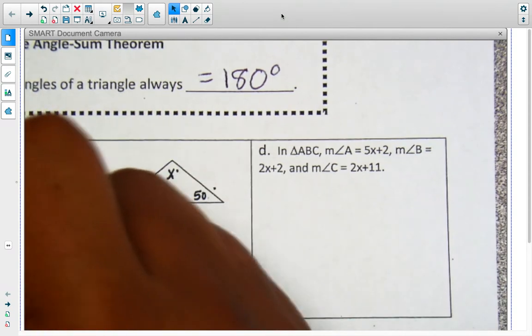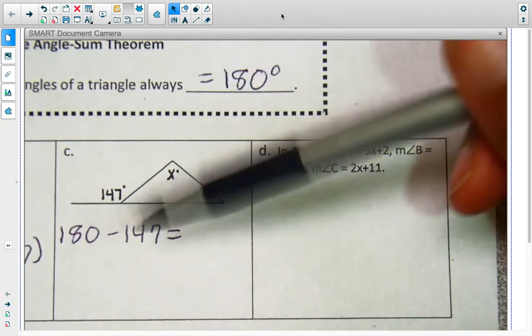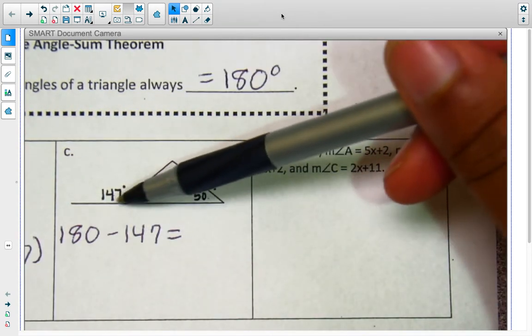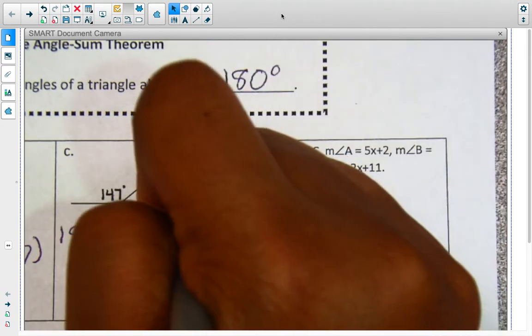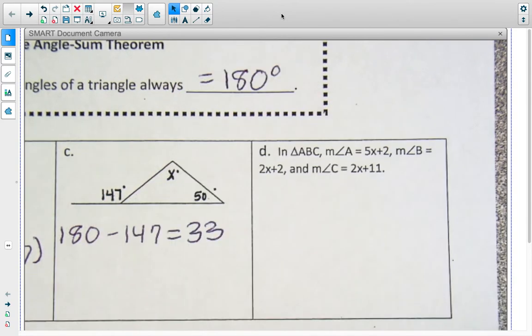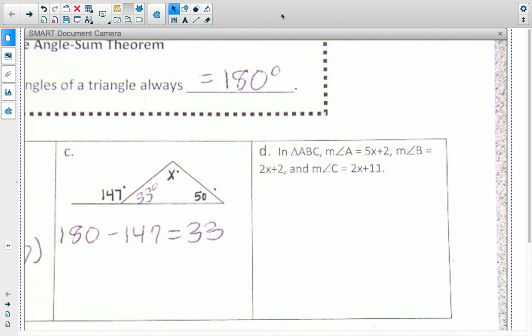So the first thing that we're going to do is 180 minus 147. So these two together give us 180. So I'm going to subtract to figure out what this angle right here is. So this is going to give me 33. So let's label that in our picture. So I now know that this is 33 degrees.